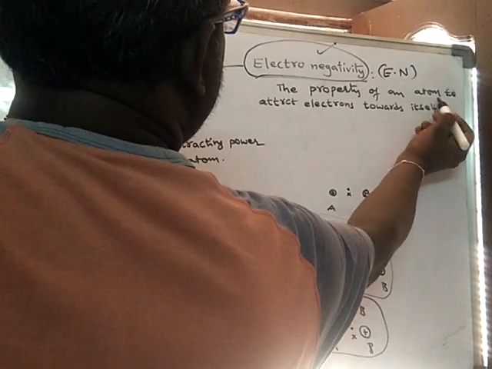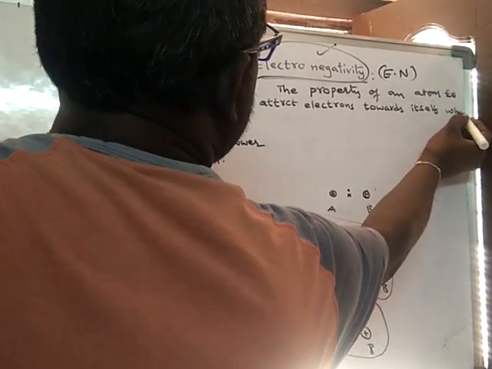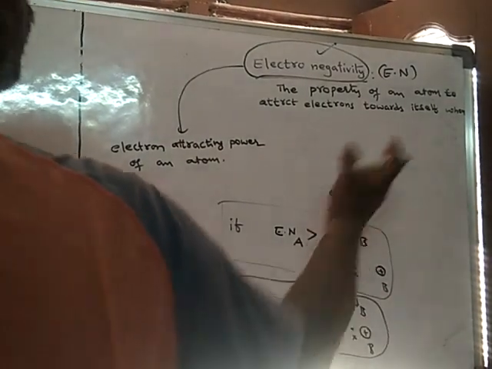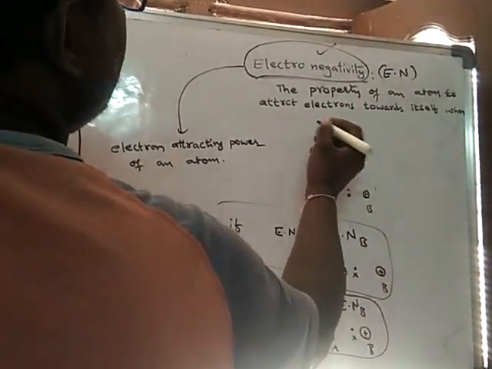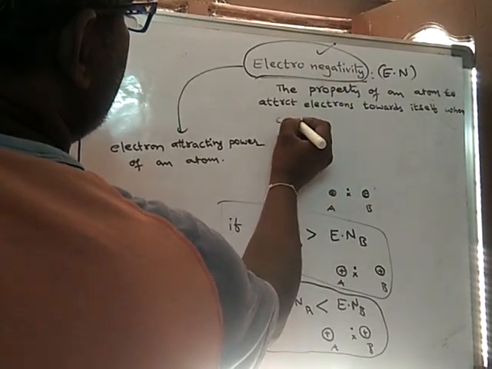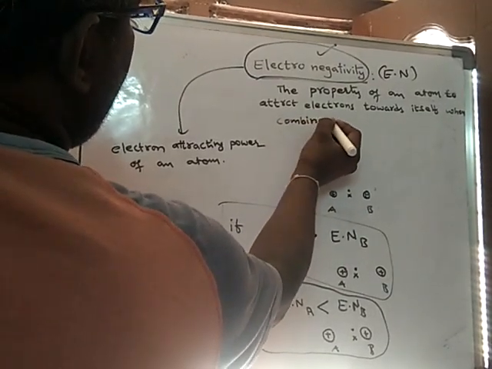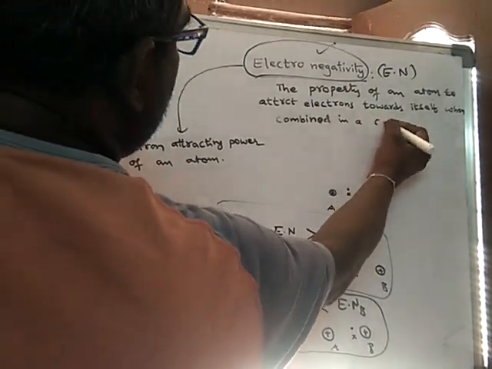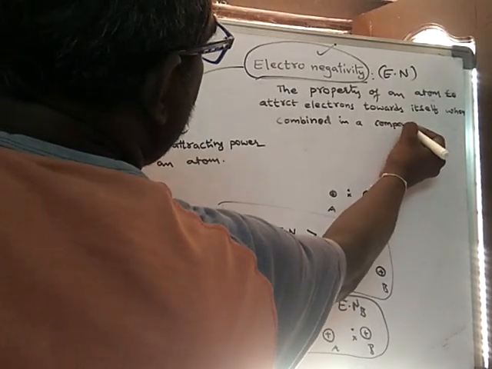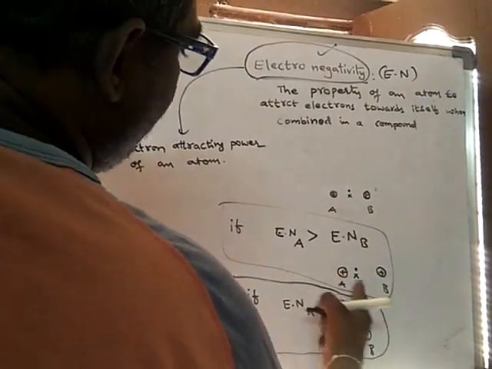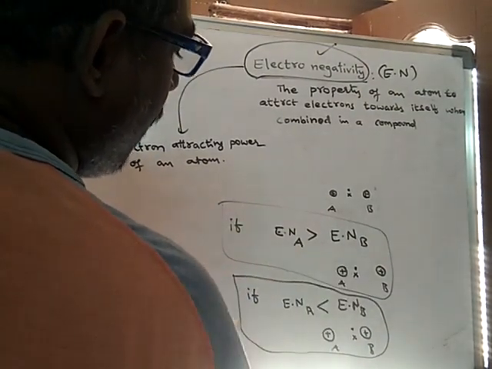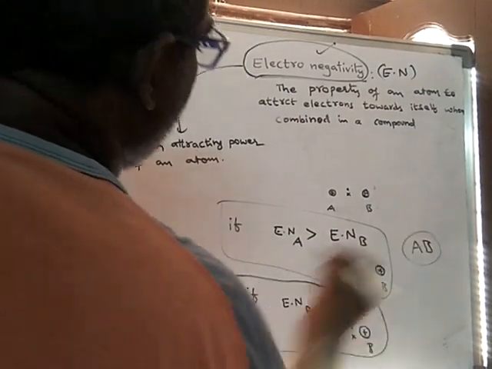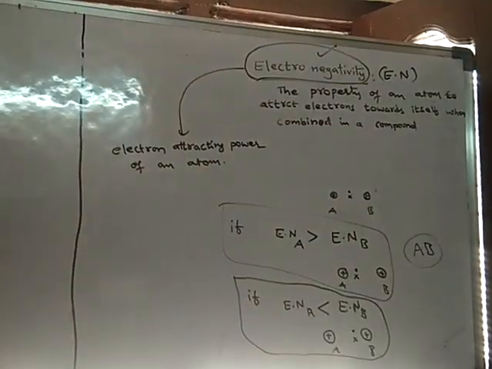When that atom is combined in a compound, okay, when that atom is combined in a compound. So here atom A is combined with atom B in a compound. Now compound AB, what is this one? AB is a compound. In compound AB, atom A and atom B are there.